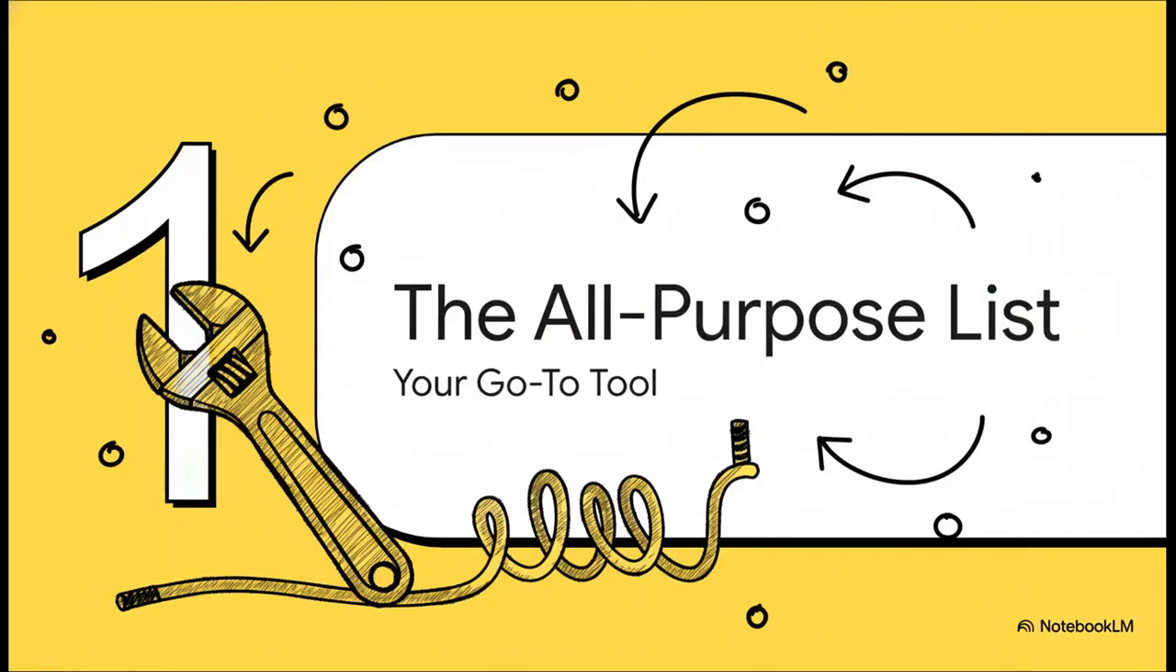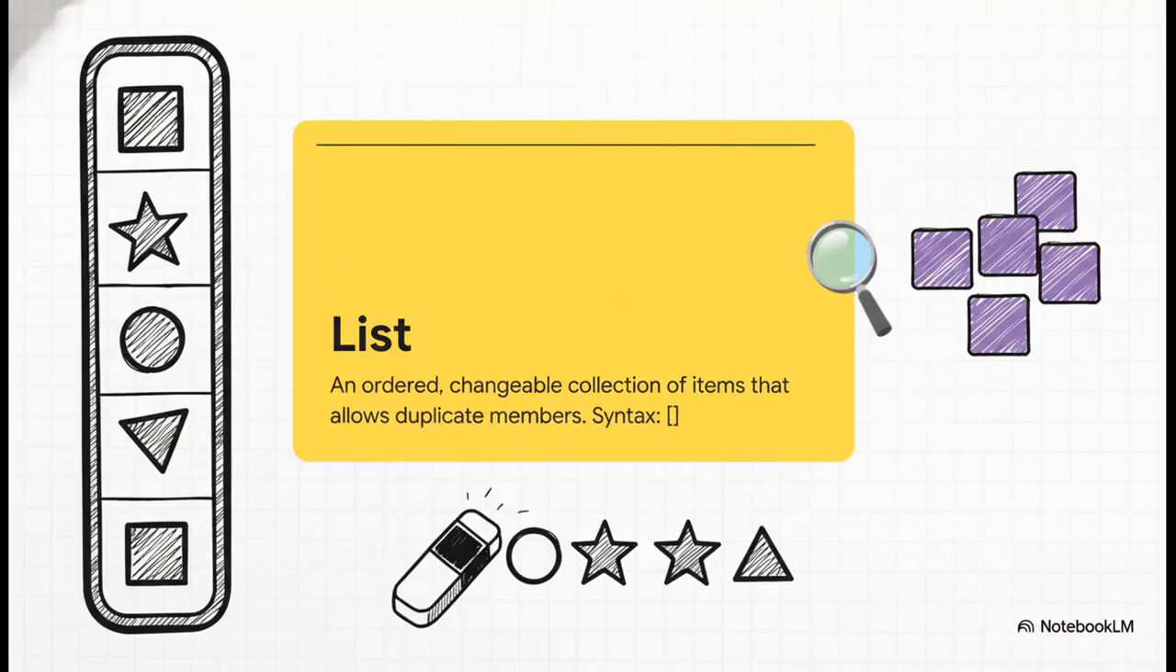All right, first up in our toolbox is the one you'll probably use the most, the list. Seriously, think of this as the adjustable wrench of your programming kit. It's flexible, it's reliable, and it's pretty much the go-to solution for a ton of different problems. So what is a list, really?